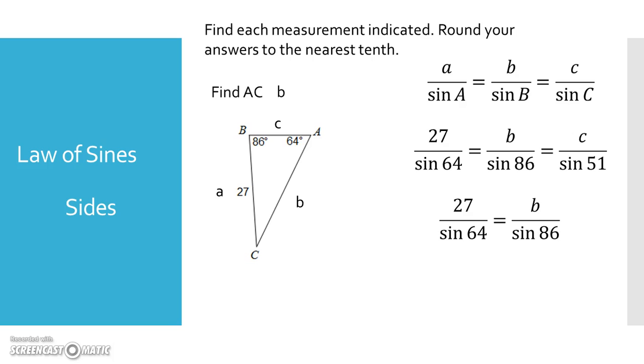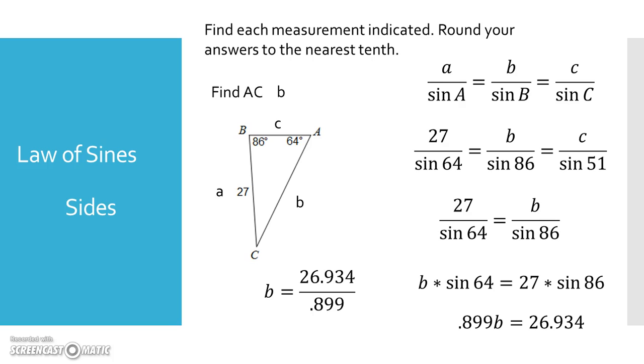Cross multiply and solve. So we're going to do b times sine of 64 equals 27 times sine of 86. We'll type that in our calculator. Sine of 64 is 0.899. 27 times sine of 86 is 26.934. Again, we're going to divide by 0.899, and we get 30.0. So that is the law of sines. Hopefully those 2 examples will help you there.